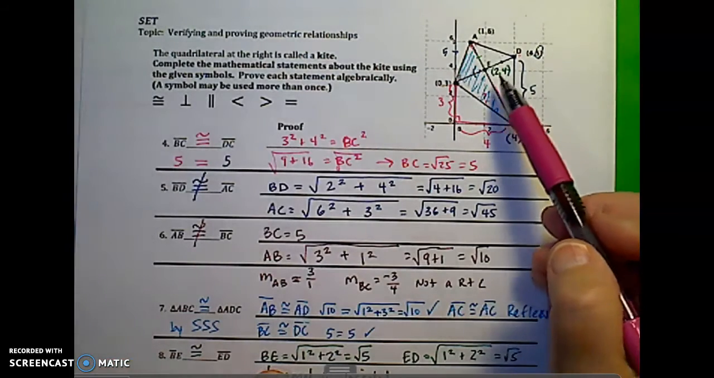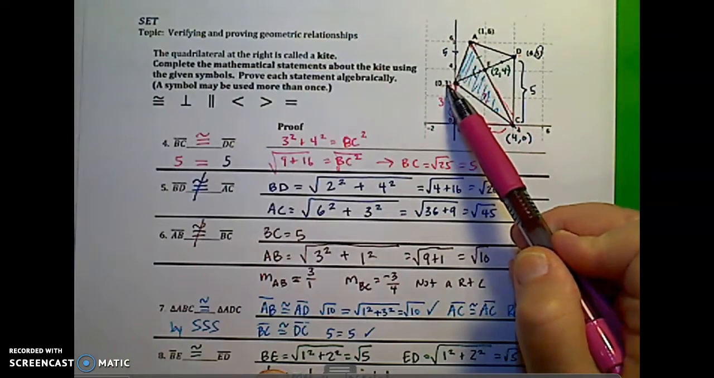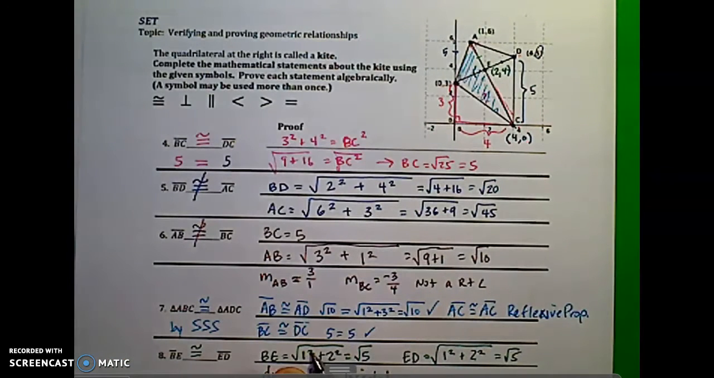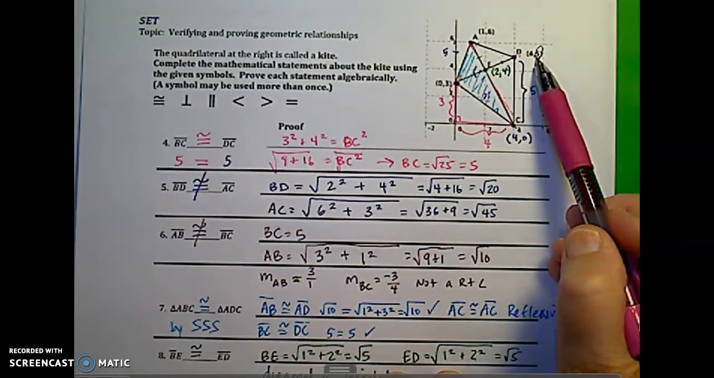So here we go. For BE, the difference in the y values is 1. The difference in the x values is 2. So I got 1 squared plus 2 squared. That is equal to the square root of 5. ED, in a similar way, the difference in the y values is 1.